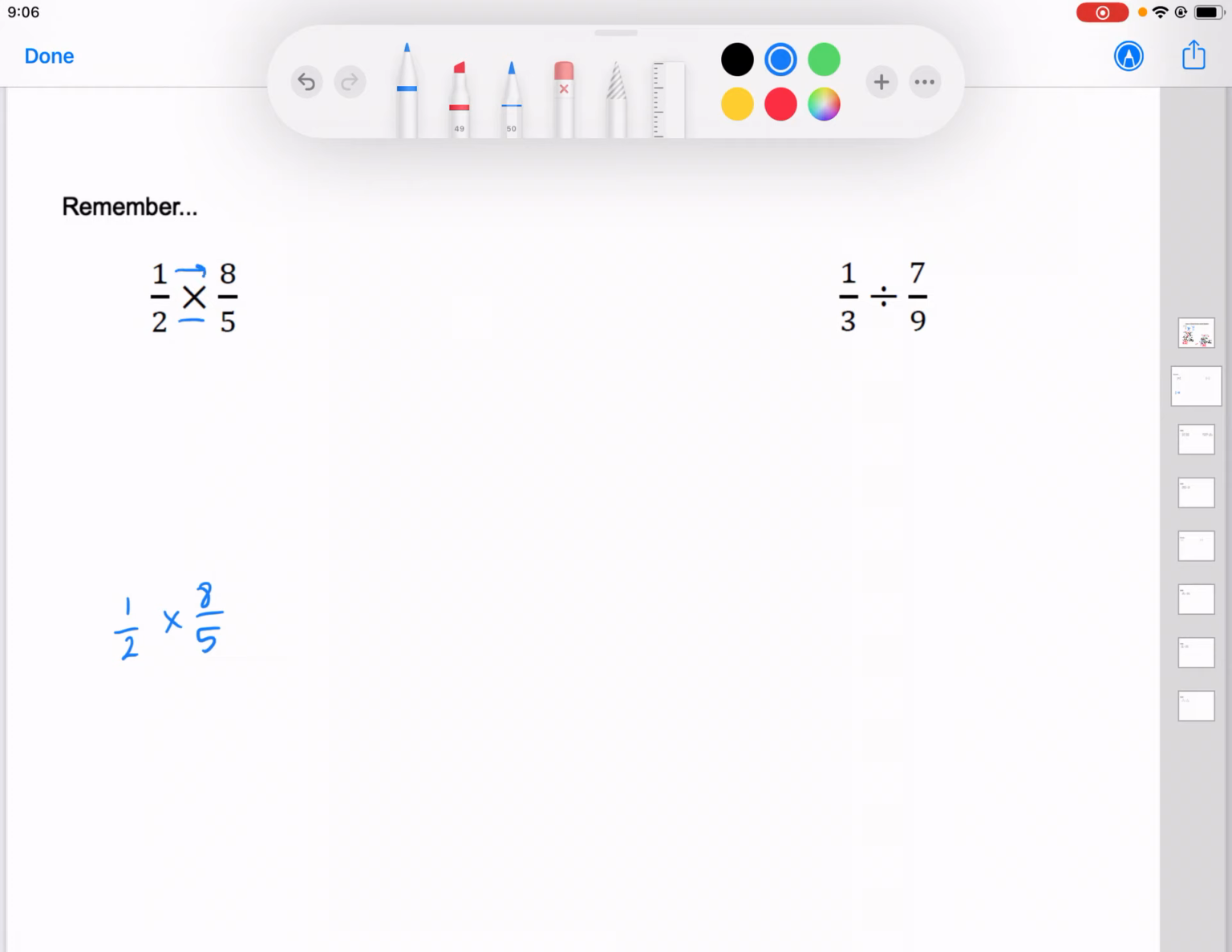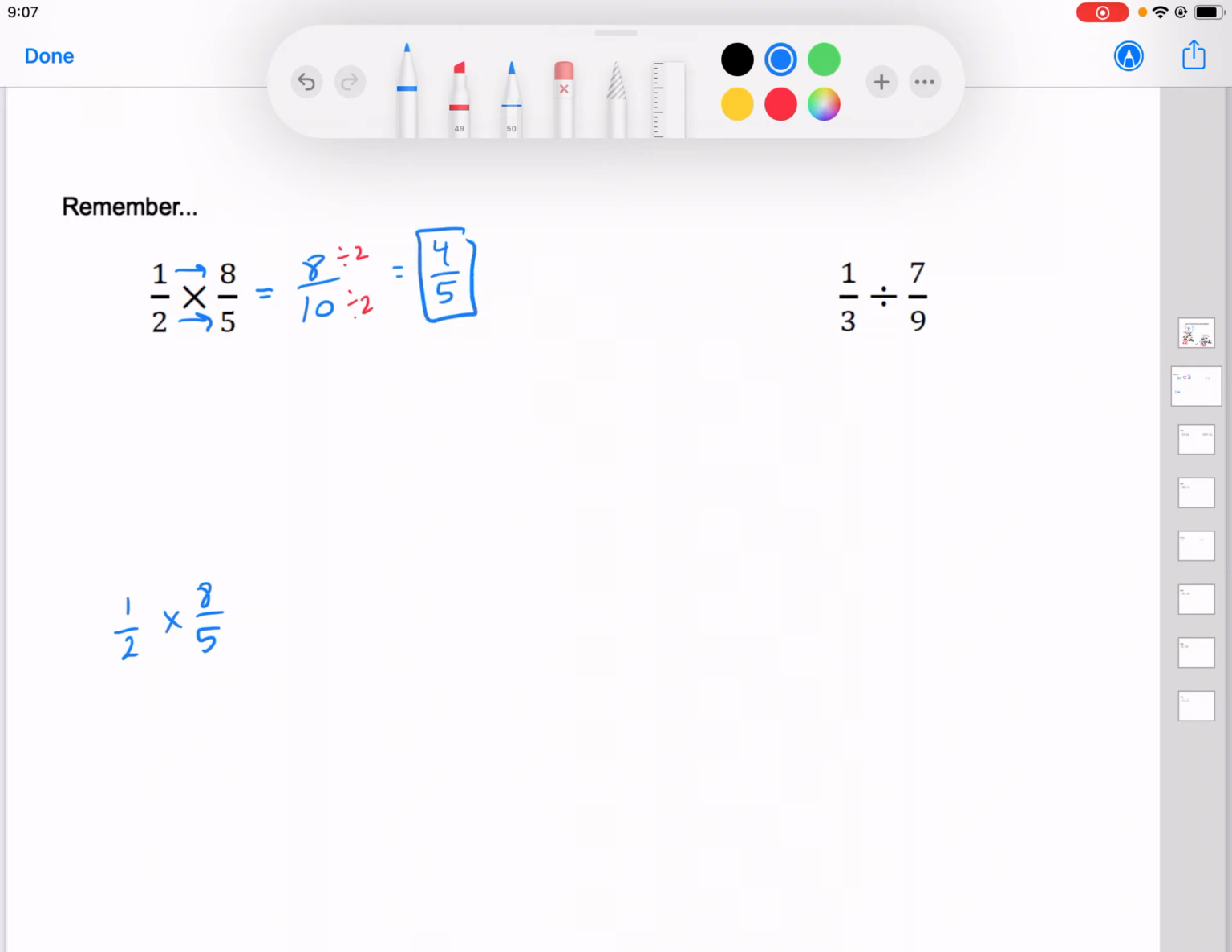So one thing people will do is just automatically multiply straight across. So 1 times 8 is 8, 2 times 5 is 10, and then they'll simplify by finding common factors. So in this case, 8 and 10 are both divisible by 2, so essentially you're dividing both by 2, and you get 4/5 as your answer.